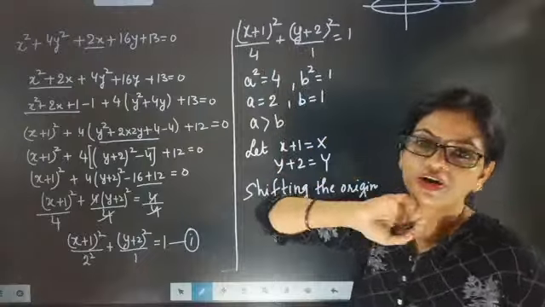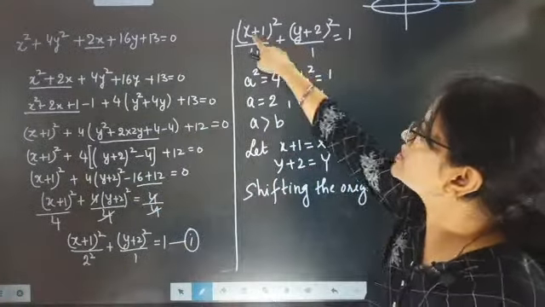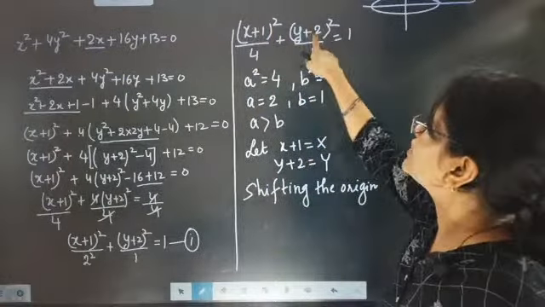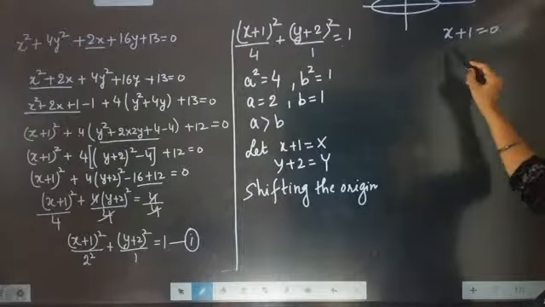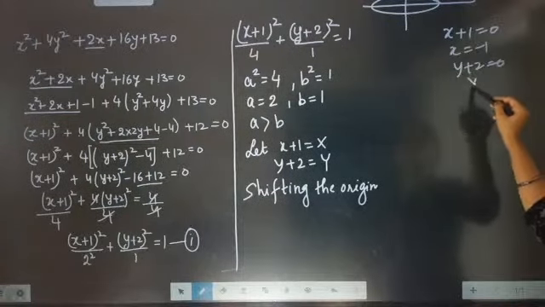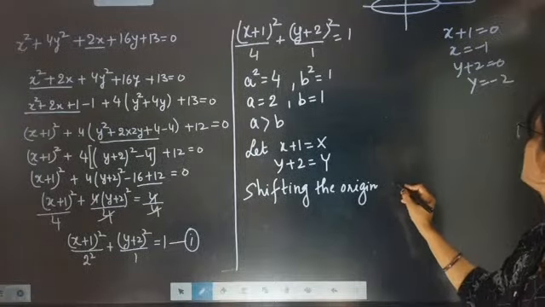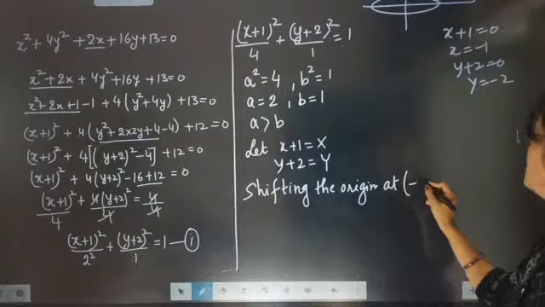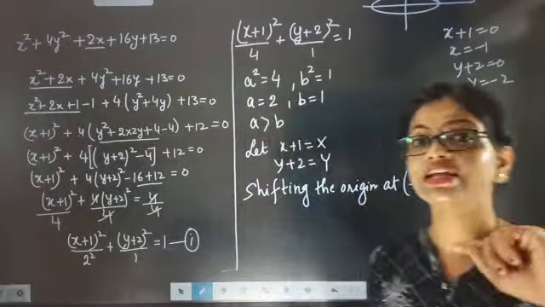For shifting the origin, where you are going to shift the origin, there you have to make this one equal to 0 and this one equal to 0. That is x plus 1 equal to 0, so x is coming as -1, y plus 2 equal to 0, so y is coming as -2. So shifting the origin at -1, -2, without rotating the axis.